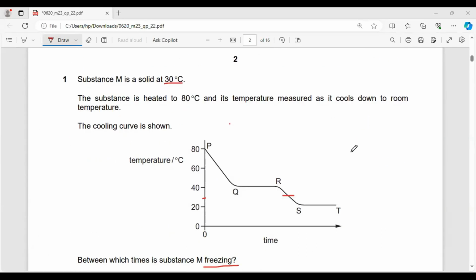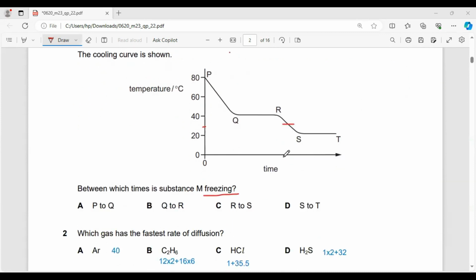Substance M is solid at 30 degrees Celsius. The substance is heated to 80 degrees Celsius and its temperature is measured as it cools down to room temperature. The cooling curve is shown. So here a cooling curve is shown. Now they are asking between which times is substance M freezing.